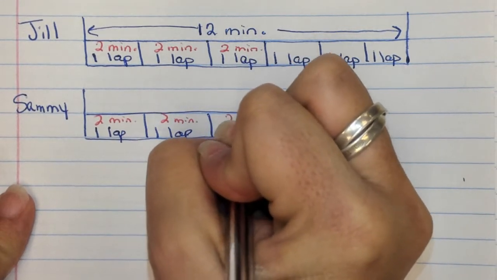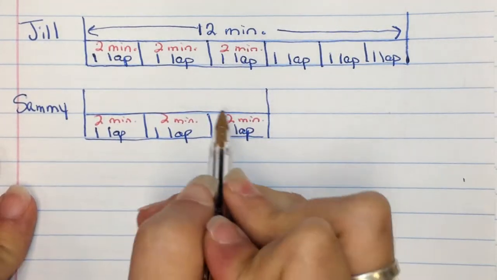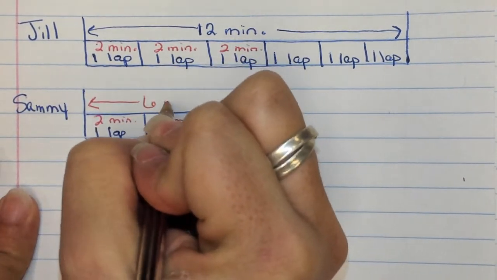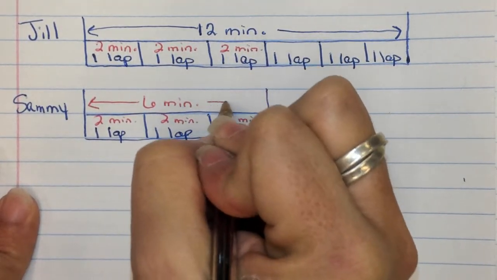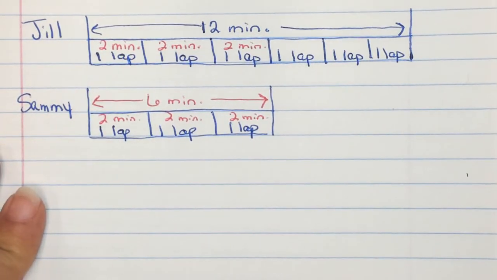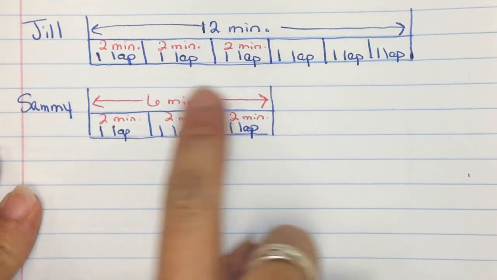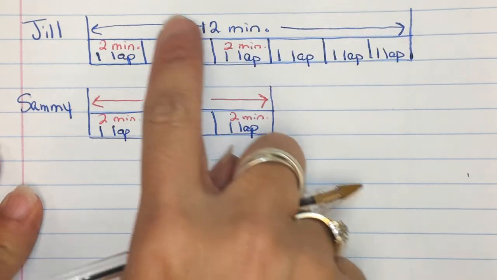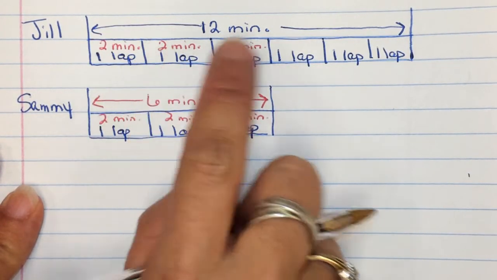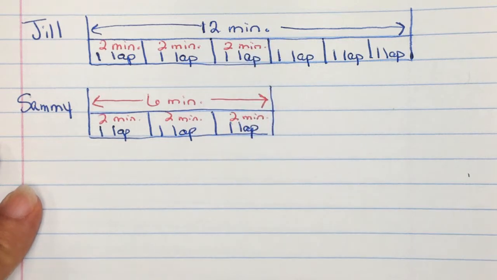what is Sammy's total minutes? 6. Is Sammy's total minutes. This is kind of like the final answer, but I have to grade for all of this. Now, you don't have to write the little 2 minutes in each box, but if it helps you to do that, that's fine. I do not mind. Okay?